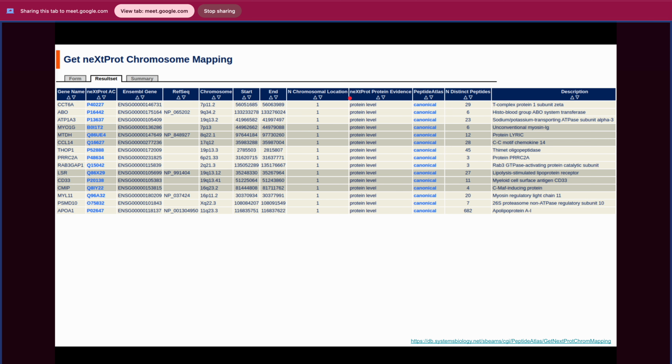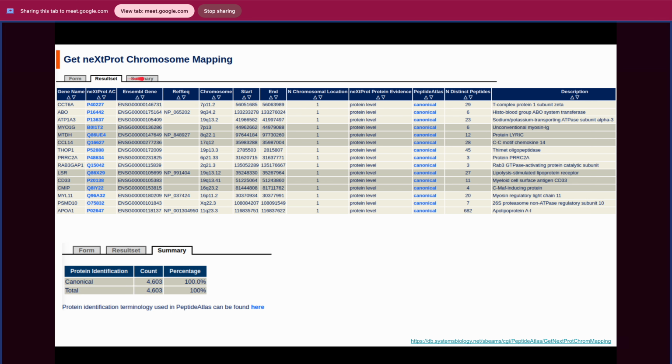Then chromosome, which chromosome that particular gene is present on, what is the start coordinate, end coordinate, and chromosomal locations. Next, protein evidence, and Peptide Atlas category, meaning the category of that particular peptide, and then the number of distinct peptides which are observed for this gene. Because for one gene, it is not that only one peptide will be identified. There are chances that multiple unique peptides are captured in the mass spec, so it is also telling you the number of peptides. Because the more peptides there are, the more sure you are that this is the gene and that it is overexpressed. And then in the description, it will tell you the description of this particular gene. In this way, you can explore the Human Plasma Proteome Project dataset.